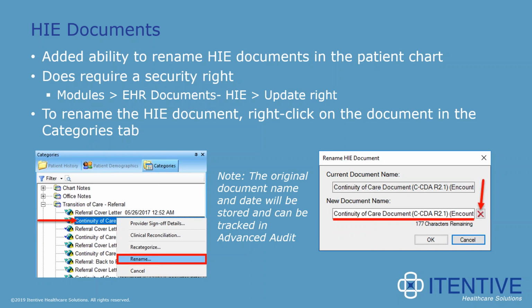So for a user to actually rename the HIE document, simply right-click the HIE document in the categories view and choose the rename option. By default, that current document name is going to populate the new document name field. Click that clear icon to clear the field for that free text, and then just type in the new document name and click OK. I will point out this feature does require a system admin right.